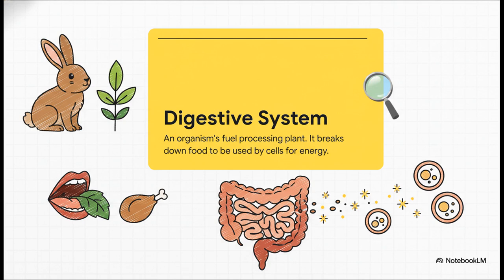Okay, so that's great for plants, but what about animals? What about us? We can't just stand in the sun and make our own food, right? So we have a different strategy. We eat things. Our digestive system is like our own personal fuel processing plant. It takes the food we eat, whether it's a salad or a steak, and breaks it all down into tiny, usable fuel molecules that our cells can actually use.